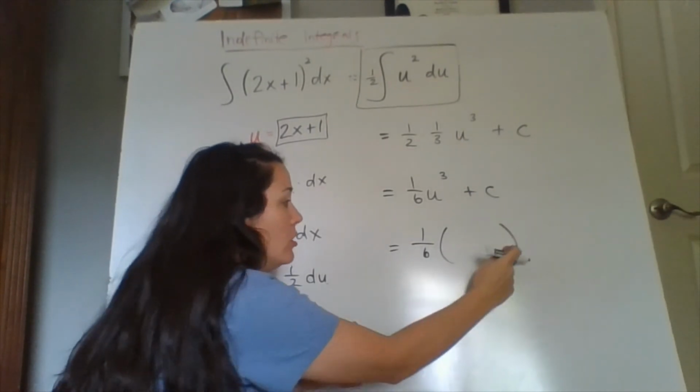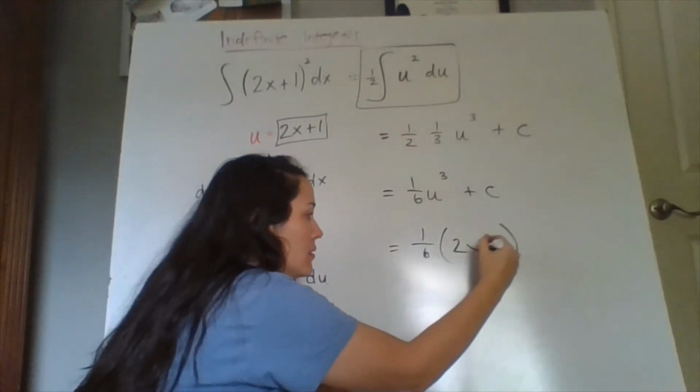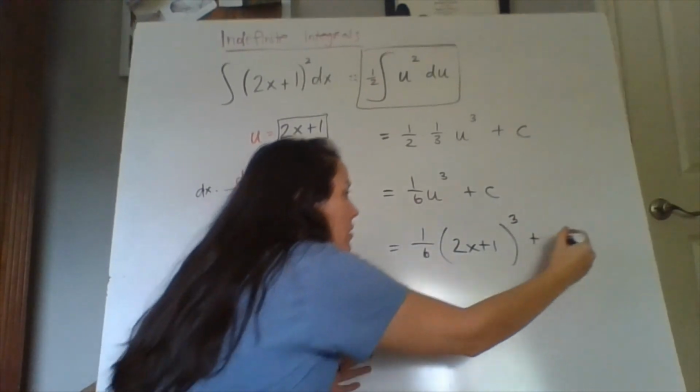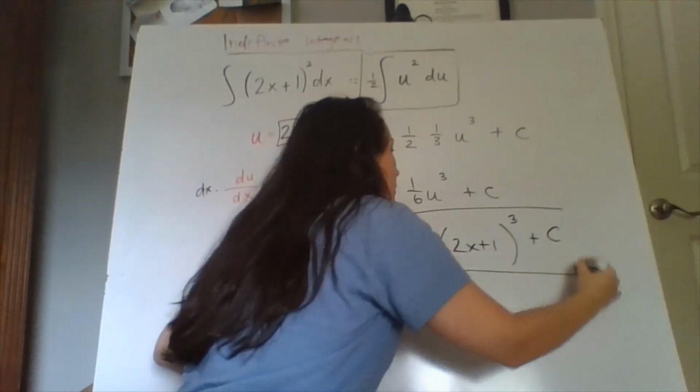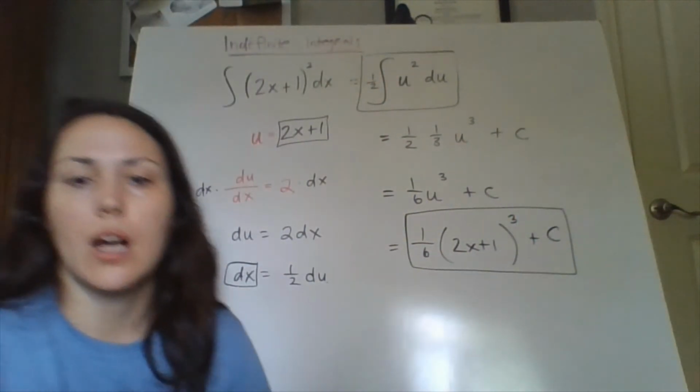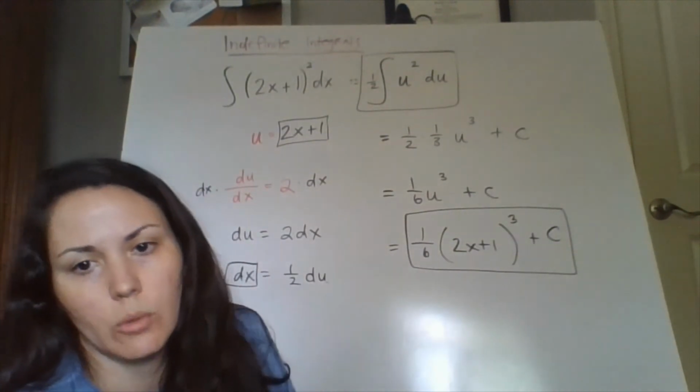1/6 u is 2x plus 1 cubed plus c. And that's the same answer that we got previously, so we can see that this is going to work. Yay!